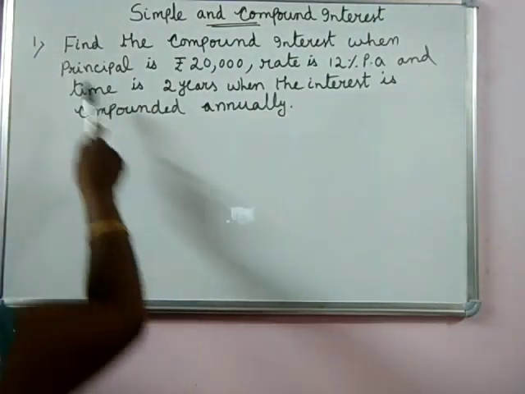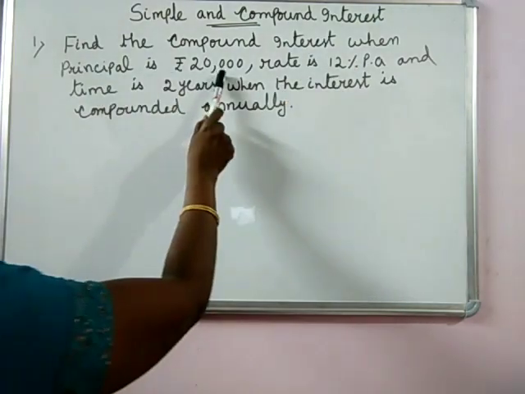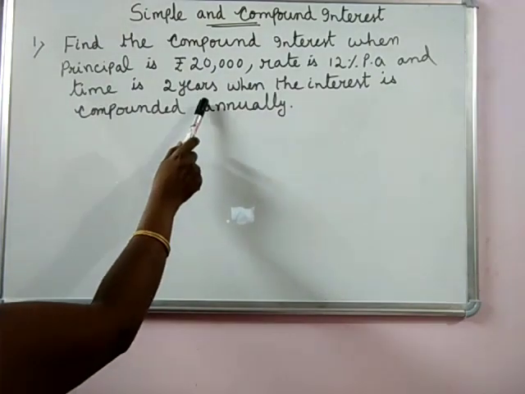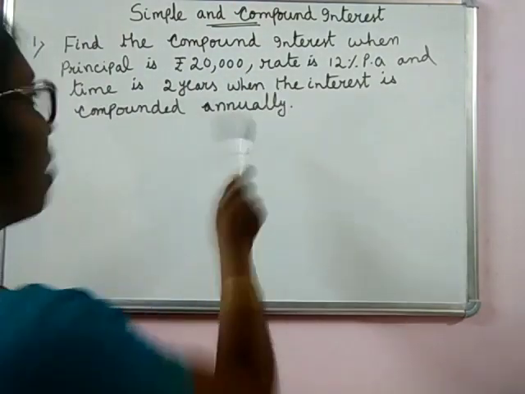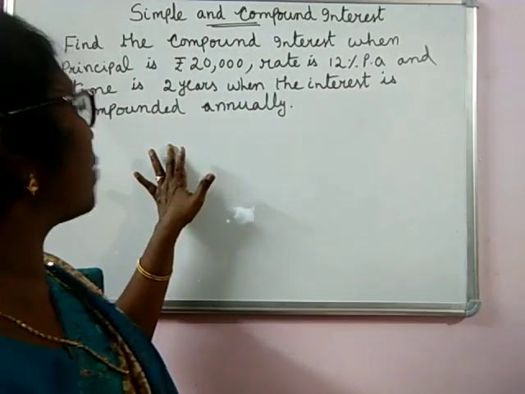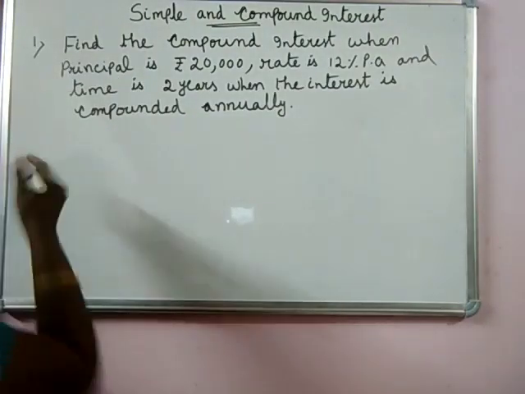The first problem is: find the compound interest when principal is 20,000 rupees, rate is 12% per annum and time is 2 years, when the interest is compounded annually. So if the interest is compounded annually, the rate should be per annum. Here no problem. Your solution is here.